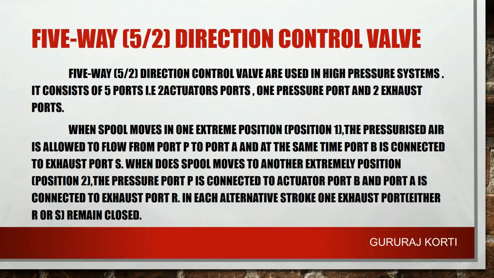When the spool moves to one extreme position, position 1, the pressurized air is allowed to flow from port P to port A, and at the same time port B is connected to exhaust port S. When the spool moves to the other extreme position, position 2, the pressure port P is connected to actuator port B and port A is connected to exhaust port R. In each alternate stroke, one exhaust port, either R or S, remains closed.